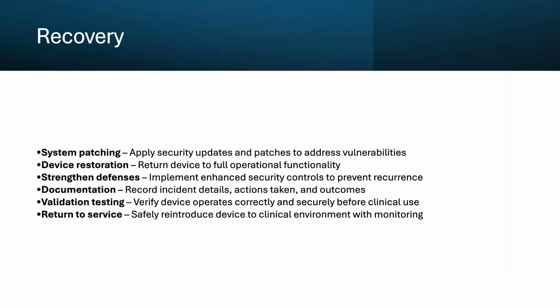The third step is strengthening our defenses. We can't restore to the previous vulnerable state. We implement enhanced security controls like network segmentation, improved access controls, and compensating controls for devices that can't be patched. We're essentially building a fortress around vulnerable devices.